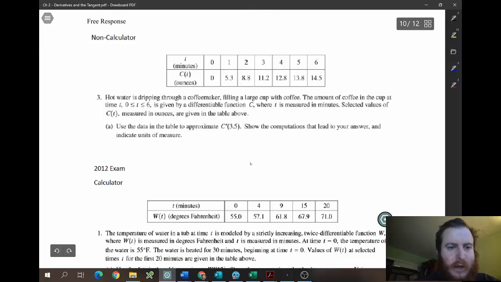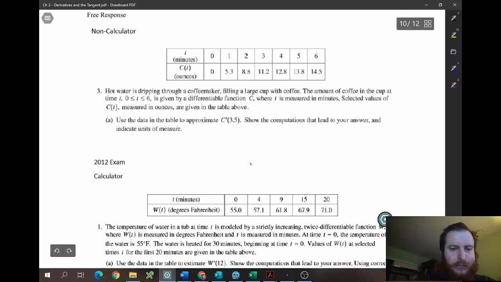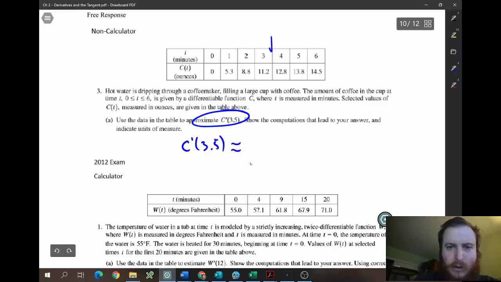All right, next one. Hot water is dripping through a coffee maker, filling a large cup with coffee. The amount of coffee in the cup at time t, 0 less than t less than 6, is given by the differentiable function c, where t is measured in minutes, and we want to use the data to approximate c prime of 3.5. So this is just the y2 minus y1, or f of b minus f of a. So 3.5 is right there.